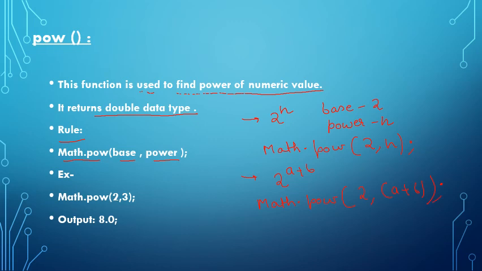So here is Math.pow(2, 3). 2, 3 means 2 to the power 3. 2 to the power 3 means 8, so it will return 8.0. 2 to the power 3 means 2 into 2 into 2. That is, 2 2s are 4, 4 2s are 8. So it will return 8.0, because the return type of the power function is always a double data type. So always remember how we can write the mathematical expression in Java.